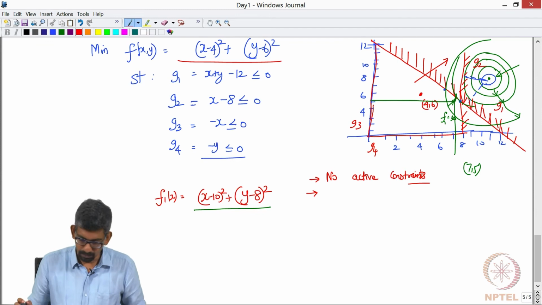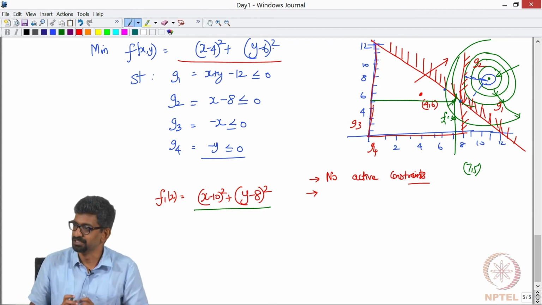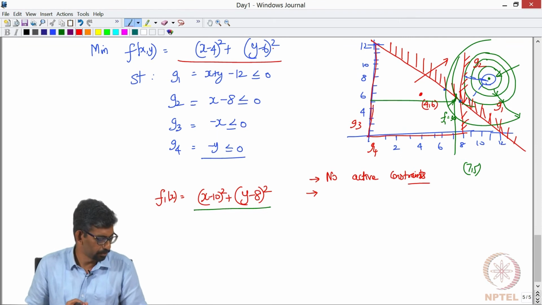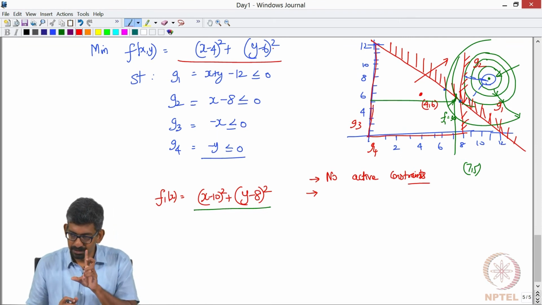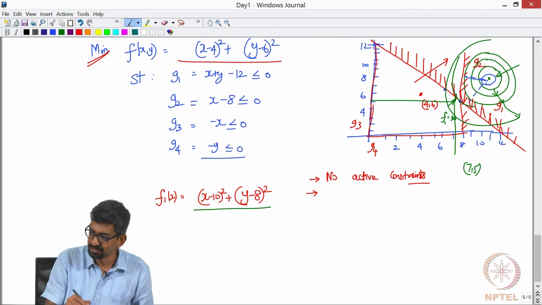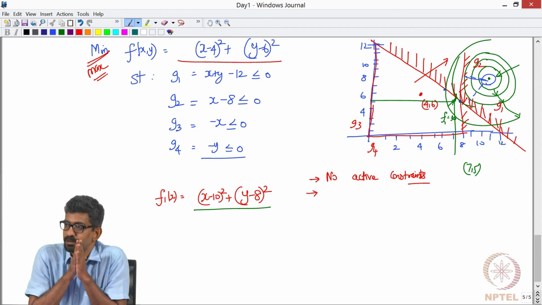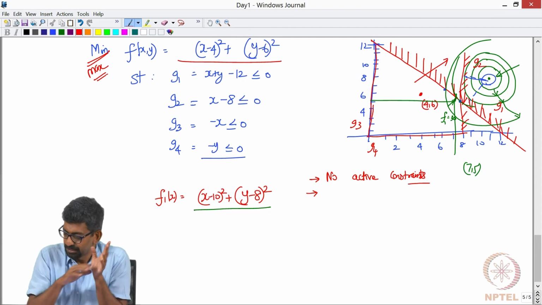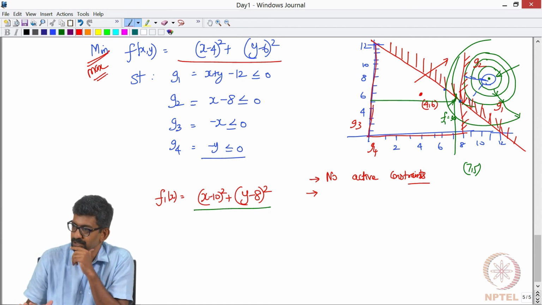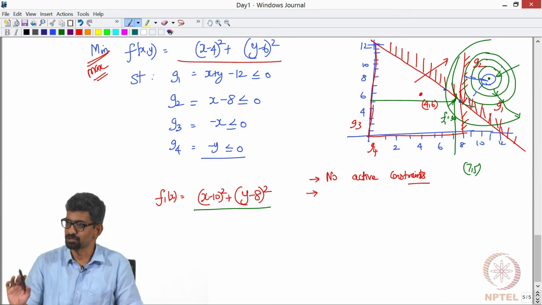Okay. Now, let us go back to the first example that we discussed, and I have a question for you, but with a small difference. Instead of minimization, it is maximization. The constraints are all the same. Imagine that the green is not here, that is all. The green circles, the isocontours, are not there.